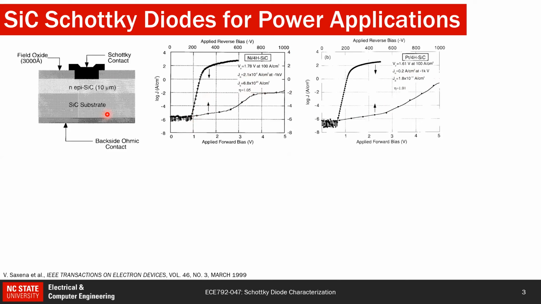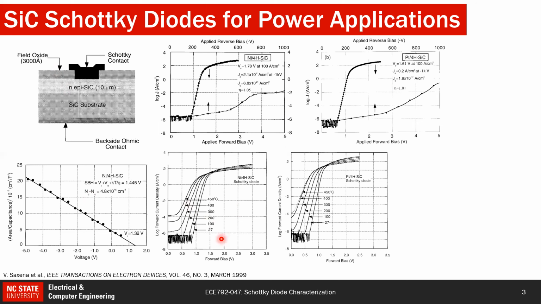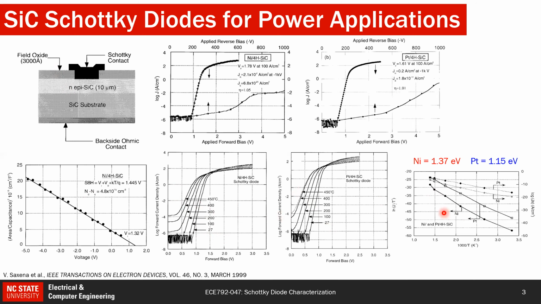Then from the CV measurement, we can find the barrier height from the intercept, and from the slope we can find the doping used to make this device. They also did a temperature dependent measurement, where with higher and higher temperature the current goes up, and using this we can find the barrier height. For nickel, the barrier height they found is 1.37, and for platinum it's around 1.15 eV.